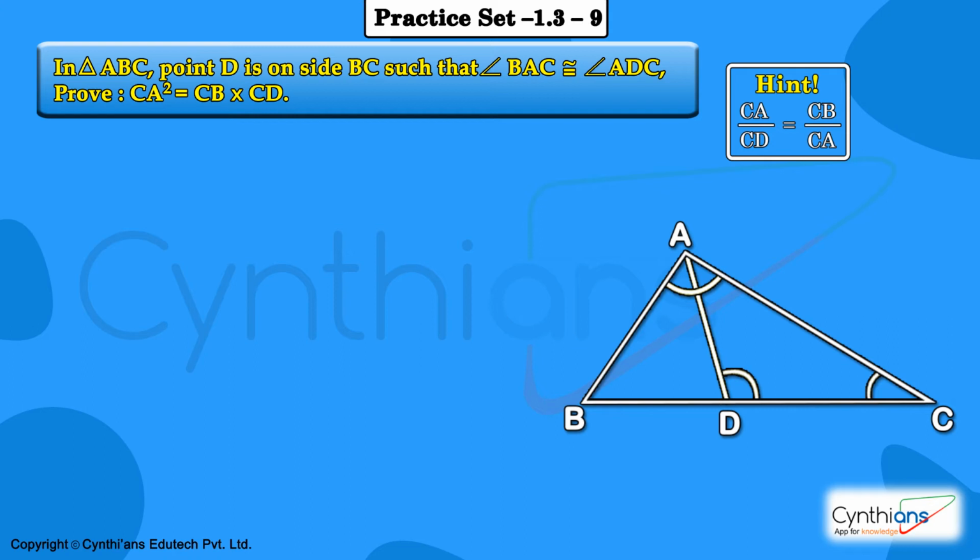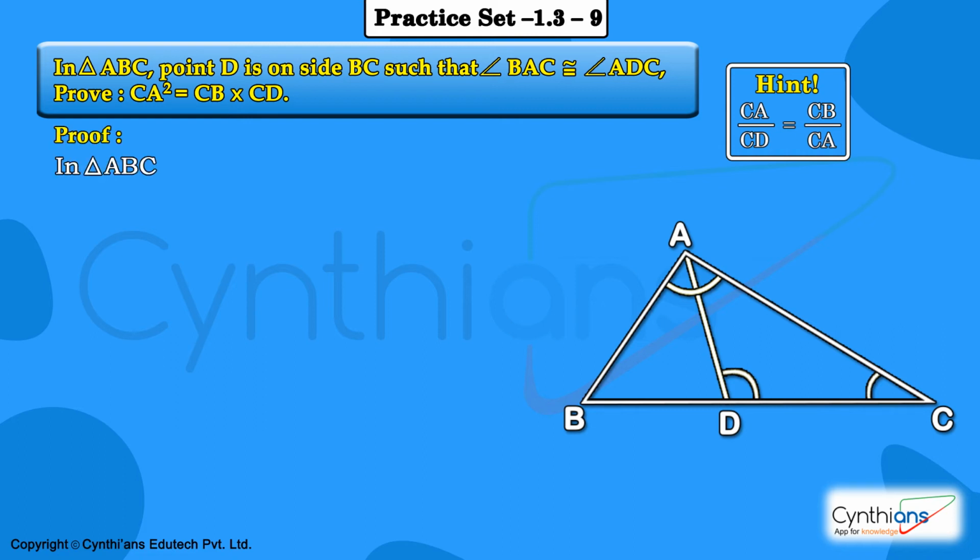Now look at the first ratio, CA and CD. CA and CD, they actually belong to triangle DAC. The second ratio, CB and CA, belongs to the second triangle, that is ABC. To get the final part, let us separate these two triangles ADC and ABC. And let us start with the proof.